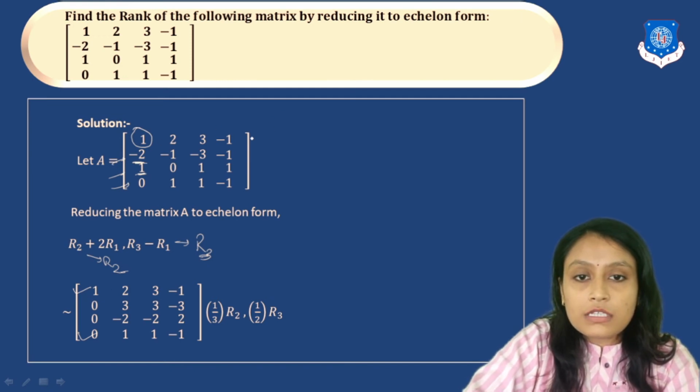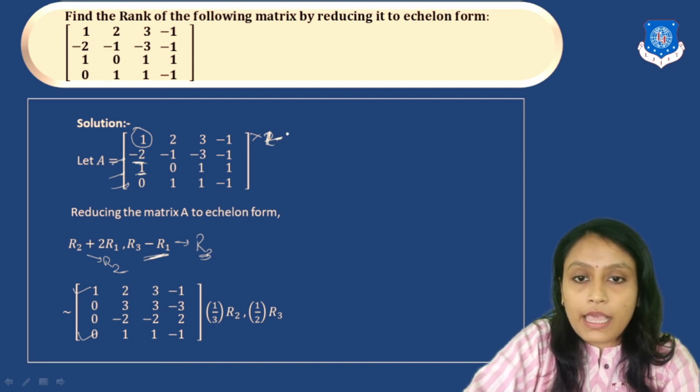So here, first multiply it by 2 and add in the second row. So you will get 2 minus 2, that is 0. Then 4 minus 1, so you will get 3. Then 6 minus 3, so you will get 3. And minus 2 minus 1, so you will get minus 3. Okay. And next, for here what we have to do, we have to subtract it.